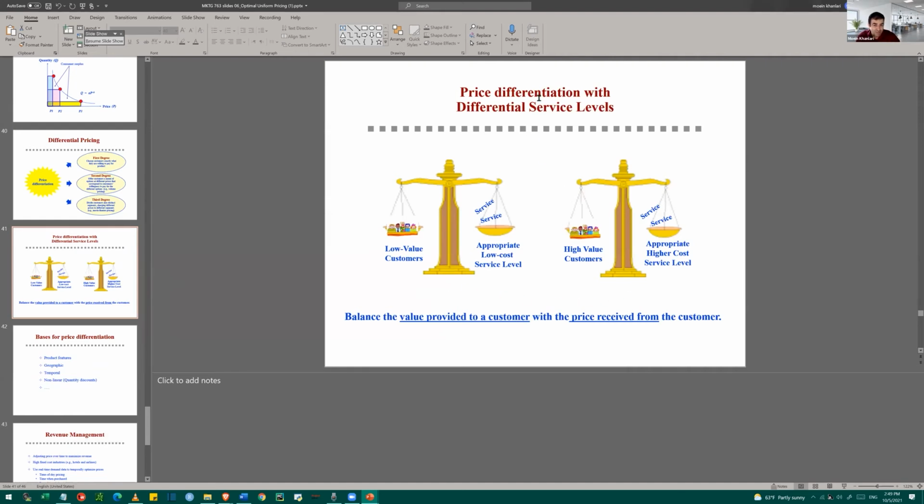remember that price differentiation, different prices, also means different service levels or different value levels. You have to give more to the customers who are paying more. And if you're charging less, it makes sense for the service to have fewer features in it. And that's why we have product lines and service lines.